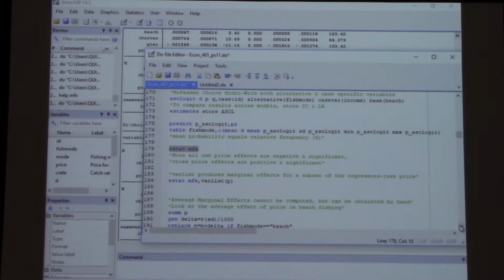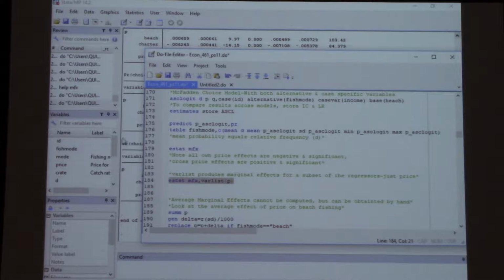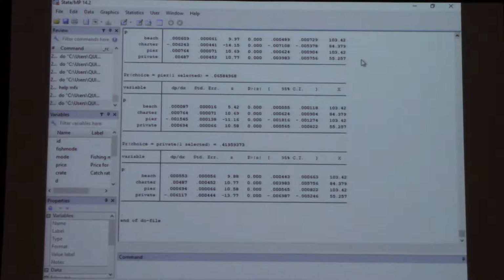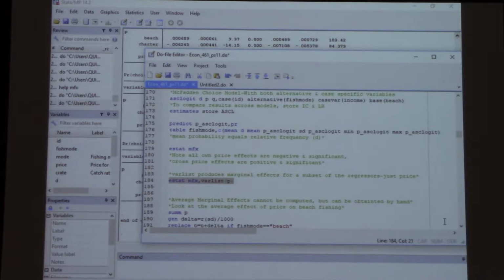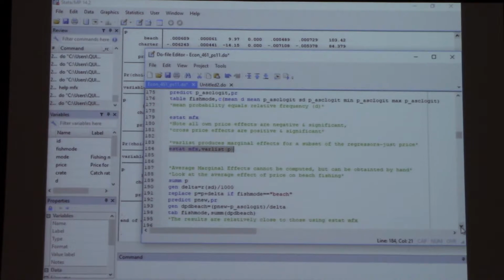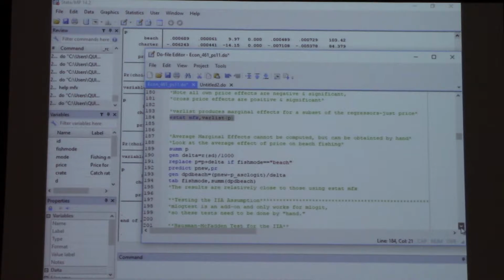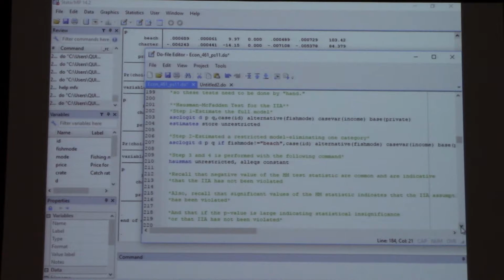Let's see. Stat MFX GUR list. Yeah, we don't have margins plots, so we can't do all that kind of good stuff. We don't want to do that. If we were to test the independence of irrelevant alternatives, we can do it by hand.